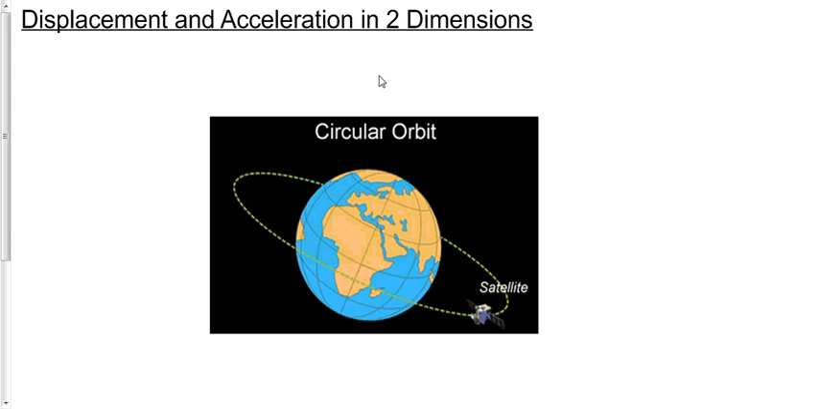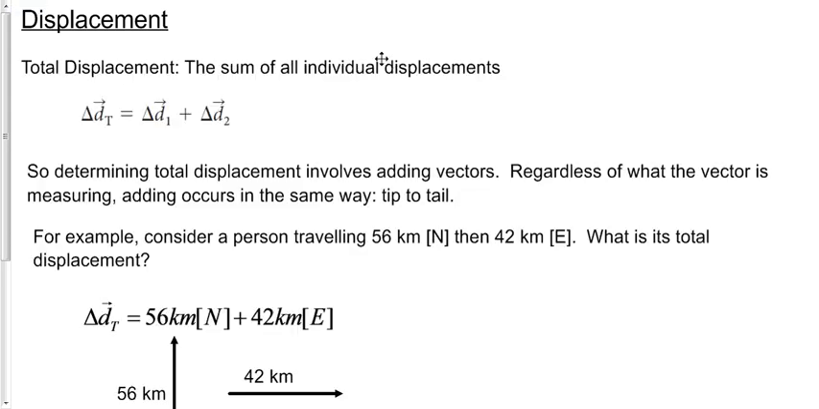This is going to be really important a little bit later on when we move into things moving in circles, and more specifically circular orbits and things like that. So with that in mind, we want to do a little bit of work with this two-dimension idea. So the first thing we can do is talk about total displacements.